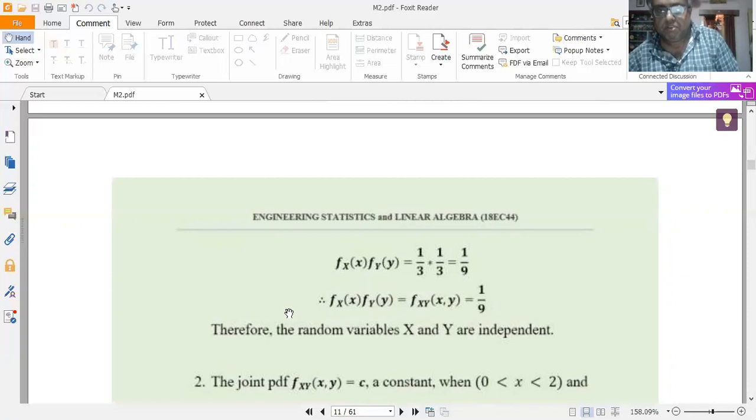Hence, I conclude that the random variables x and y are independent. If this is not true, then it is not independent, it is dependent. Since fxy of x comma y, the joint PDF, is equal to 1 by 9, and also the product of the marginal PDFs is equal to 1 by 9, I conclude that fxy of x comma y is equal to fx of x into fy of y. That's why both random variables are independent according to the given problem. If this is not so, then it would definitely be dependent. But in the given problem, it is independent.